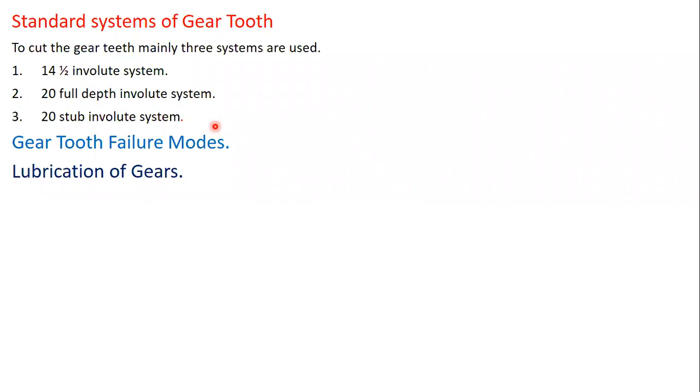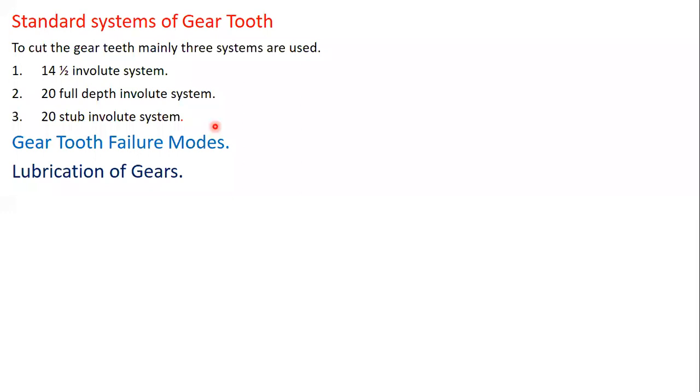And the next one is pitting. It is a failure due to the repeated application of the stress cycle. Because of the repetitive application of the stress cycle, pitting takes place. Because of that, there will be a failure of the gear tooth.